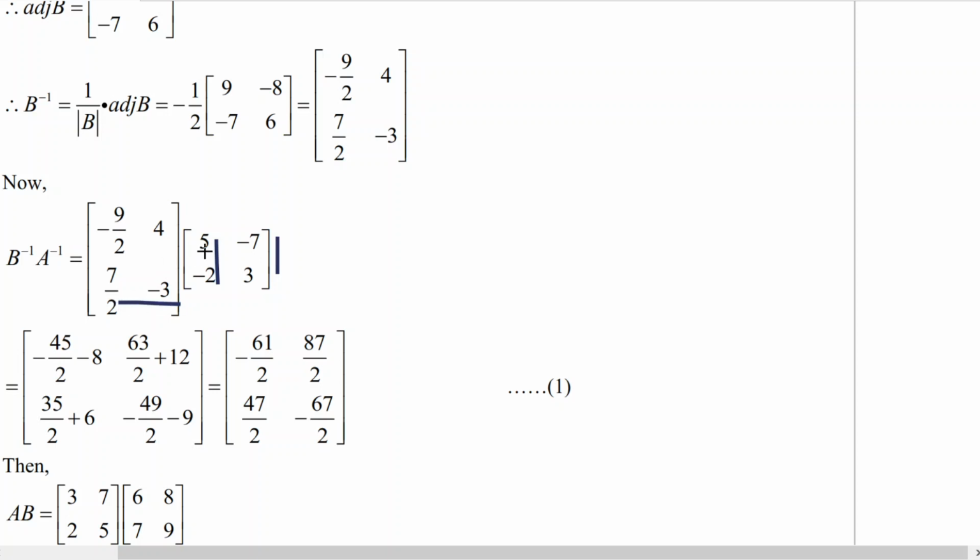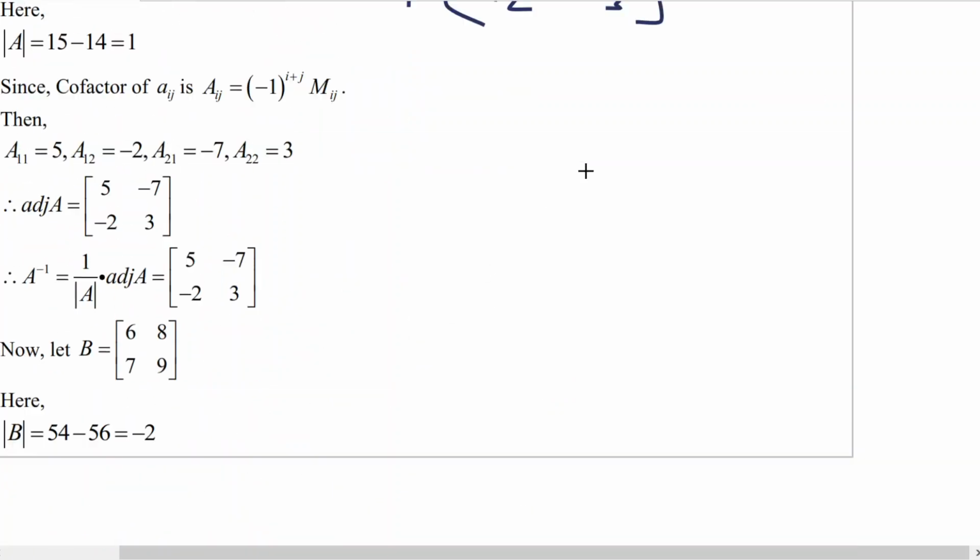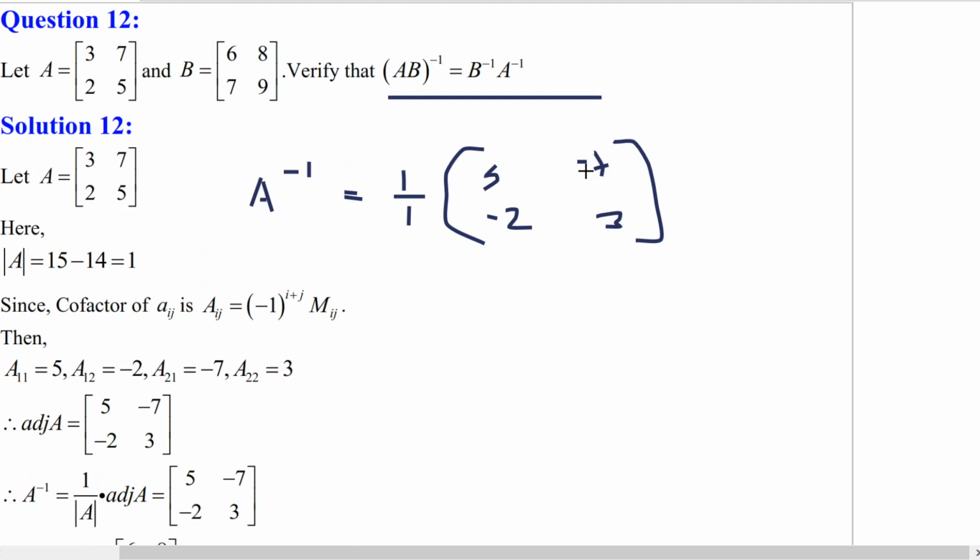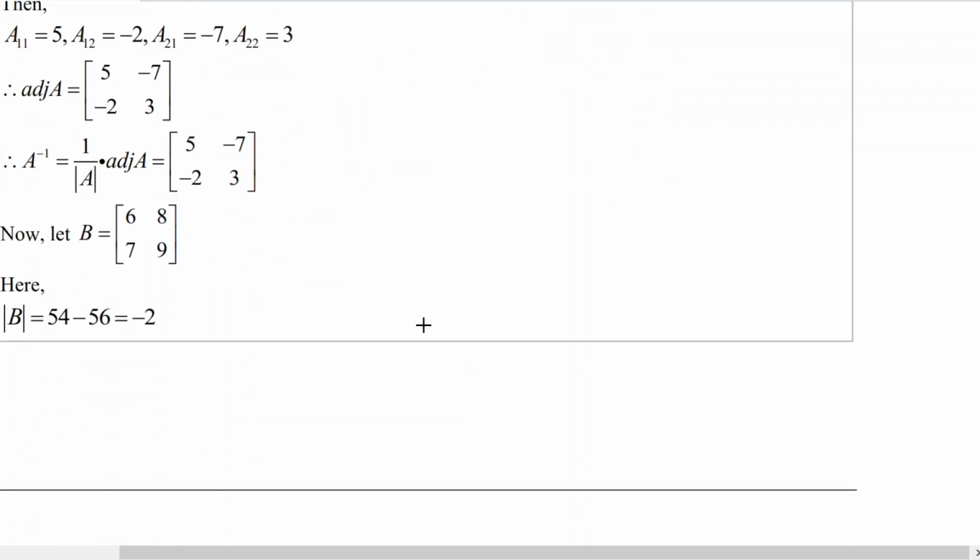So 7 by 2 into 5 is 35 by 2, and minus 3 into minus 2 is 6. Okay. Multiplying with second column, 7 by 2 into minus 7 is minus 49 by 2, and minus 3 3s is a minus 9. On taking LCM and solving, we'll get this. This is B inverse, A inverse. So we have so far calculated this RHS, and now we'll do this LHS. The answer should be same. It will be same.